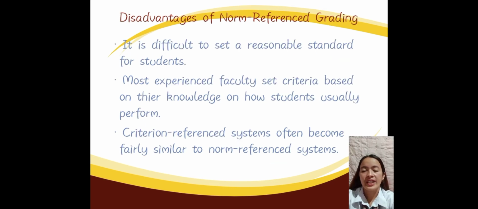Disadvantages of criterion reference system. It is difficult to set reasonable standard for students. Most experienced faculty set criteria based on their knowledge on how students usually perform. And lastly, criterion reference system often becomes fairly similar to norm reference system. This is all about pass or fail. Grading differentiates between students only at a minimum level.